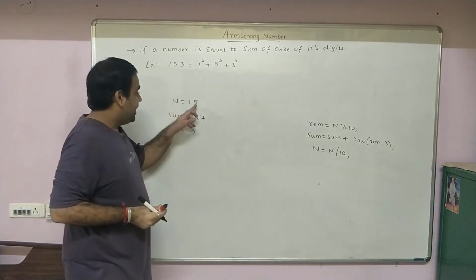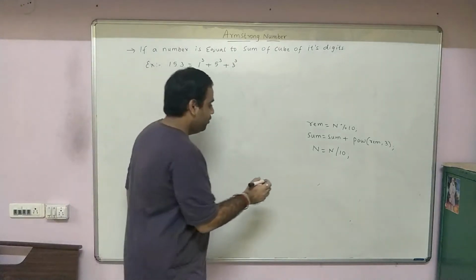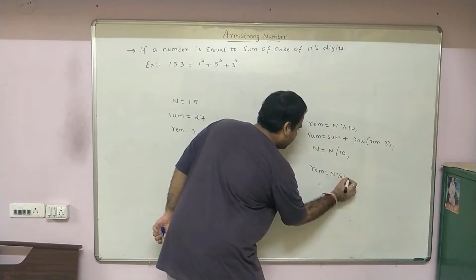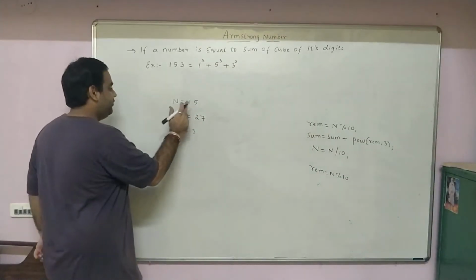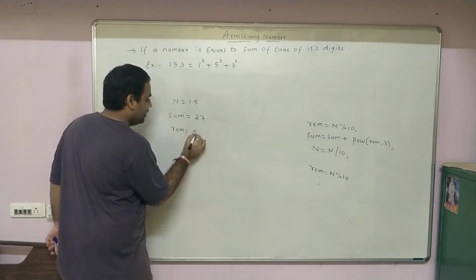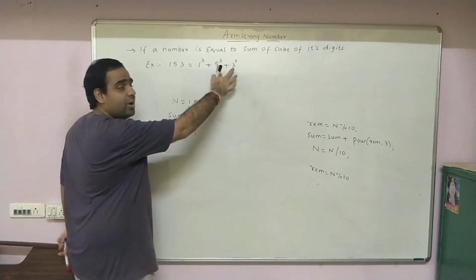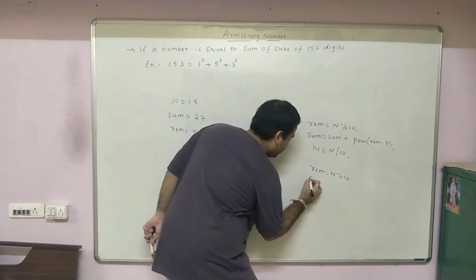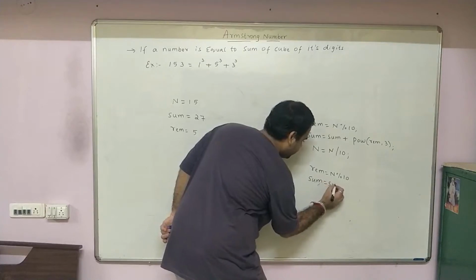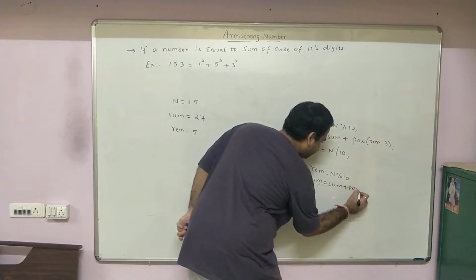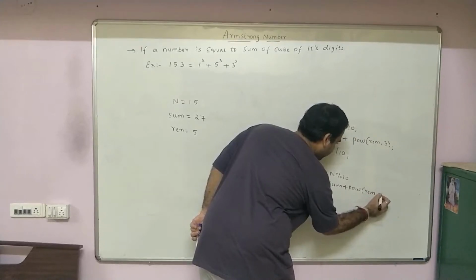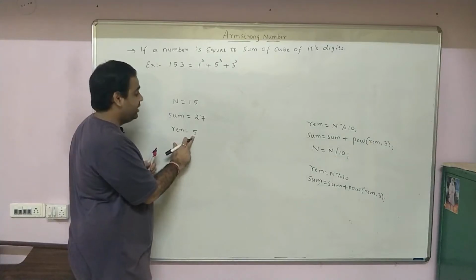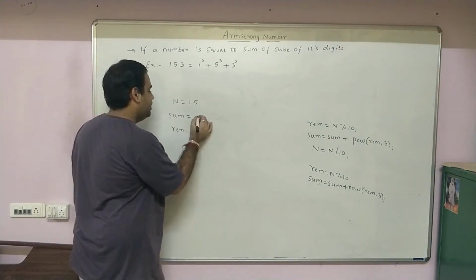Now 3 cube is done. I need to do the 5 cube. Therefore we again say remainder is equal to n modulo 10. 15 modulo 10 is nothing but 5. Now I need to compute 5 cube and add it to 3 cube, which is stored in sum. Therefore we say sum is equal to sum plus power of remainder comma 3. What is remainder? 5. 5 to the power 3 is 125, plus 27 is nothing but 152.